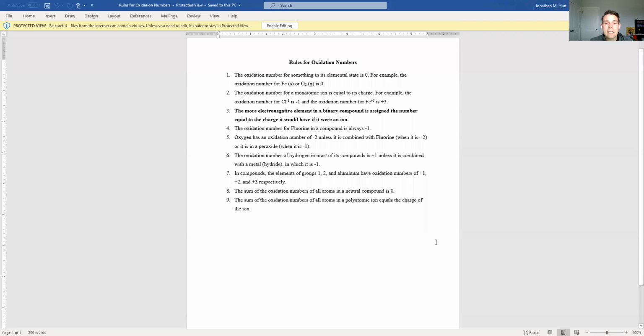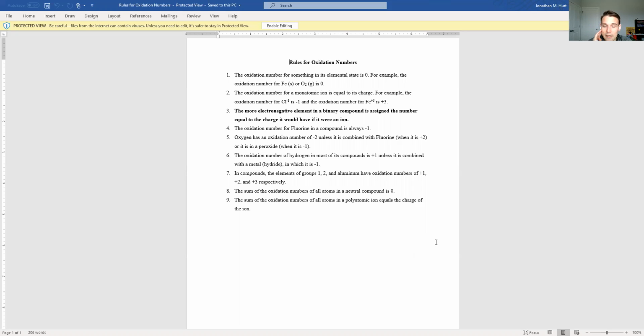The oxidation number for something in its elemental state is 0. So for example, the oxidation number for iron as a solid or oxygen gas is going to be 0. You see iron or oxygen hanging out by itself, that's its elemental state, and it will have an oxidation number of 0. The oxidation number for a monatomic ion is equal to its charge. For example, the oxidation number for the chloride ion is -1, and for the iron 3 ion, it's +3. Typically, the more electronegative element in a binary compound is assigned the number equal to its charge if it were to be an ion.